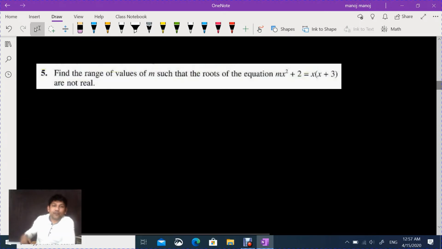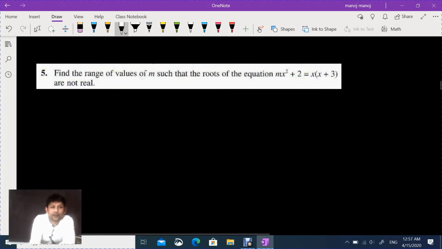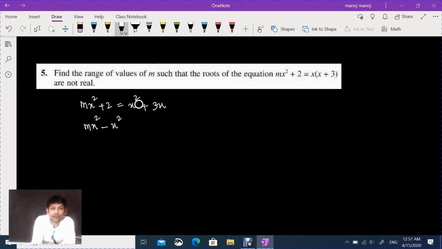Okay, question number 5. Find the range of the values of m for the roots of the equation to be real roots. I think the same question is there. We have to arrange the equation. I'm not solving the whole question, but I'm just writing here for you to have some technique, because there are 2 times x². So what we can write: mx² − x². I'm writing these 2 x² together, then −3x + 2 = 0.